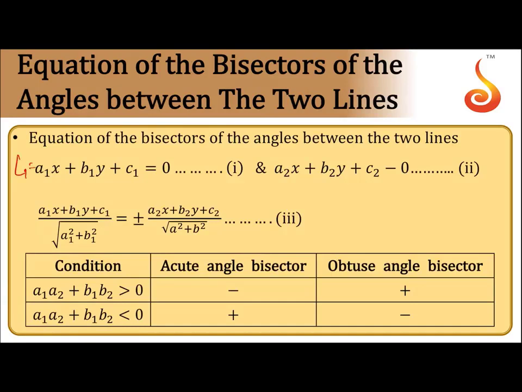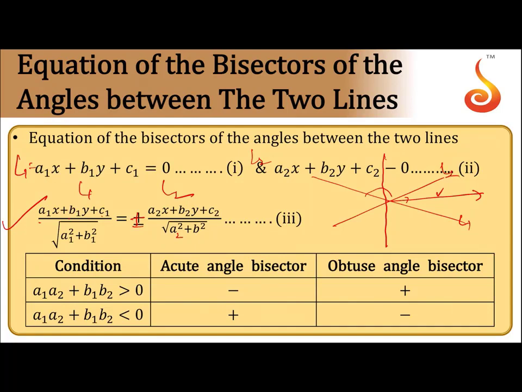Angle bisectors. We know that if L1 equals 0 is one straight line and L2 equals 0 is another straight line, there would definitely be one acute angle and one obtuse angle. The formula to calculate angle bisectors is this one: (A1x plus b1y plus c1), that is L1, divided by root over a1 square plus b1 square, equals plus or minus L2 divided by root over a2 square plus b2 square. Depending on the plus or minus, we get the acute angle bisector or the obtuse angle bisector.